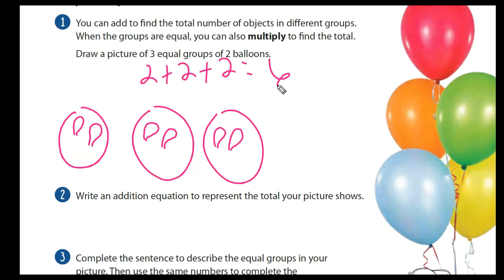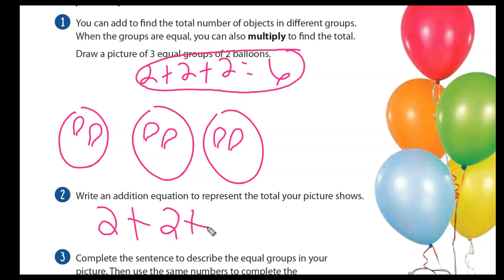It says write an addition equation to represent the total your picture shows. I just did that. Here's my addition equation. So how many balloons in the first group? 2. Addition is plus. How many balloons in the second group? 2. How many in the third group? 2. So 2 plus 2 plus 2 should be 6.